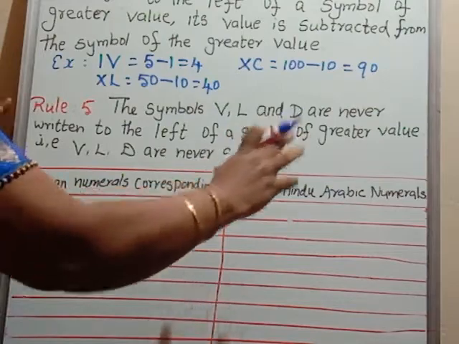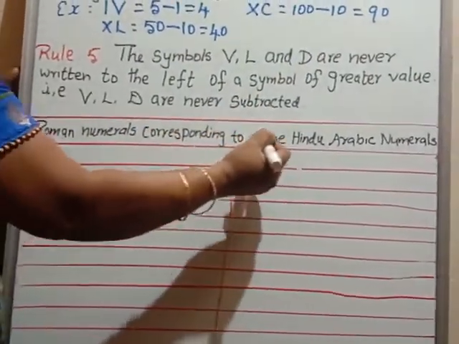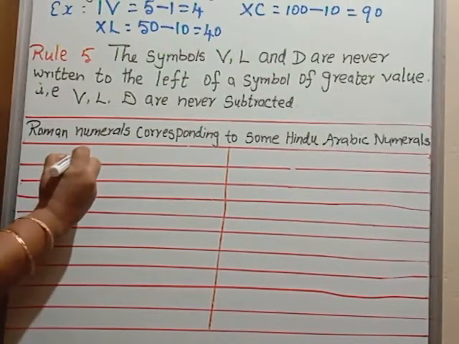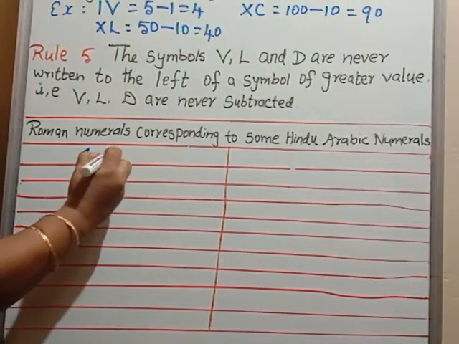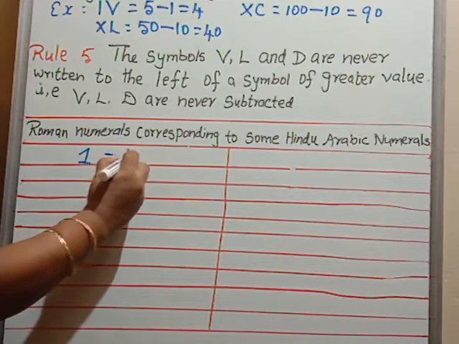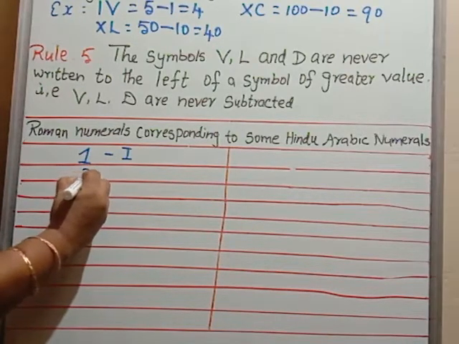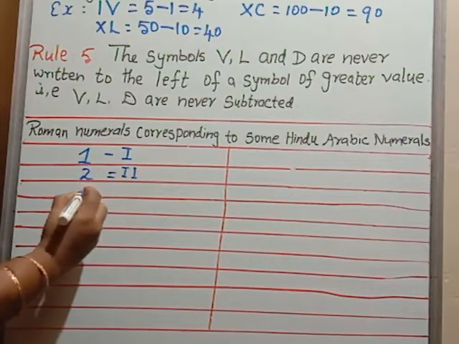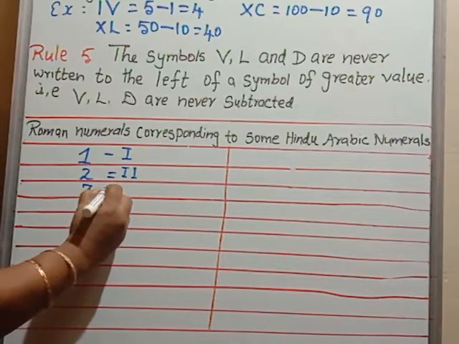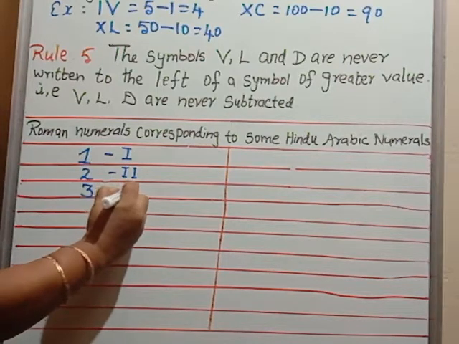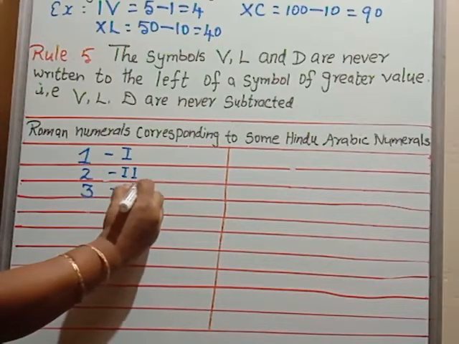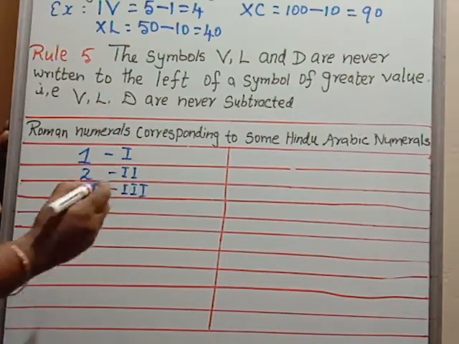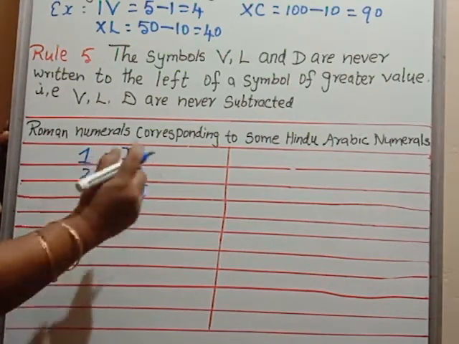Now, we are going to see the Roman numerals corresponding to some Indo-Arabic numerals. Now, I'll write 1. What is the Roman numeral of 1? I. 2. What are we going to write? II. Now, 3. III. There is a rule. These letters cannot be repeated more than 3 times. Up to 3 only we can do it.